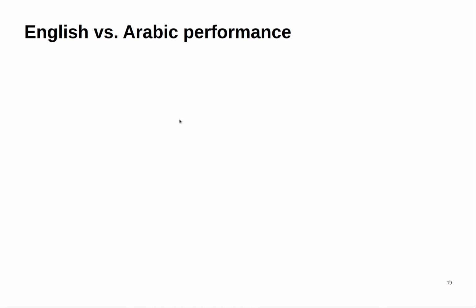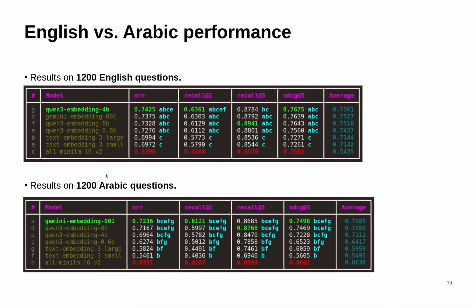Let's also compare the scores between English and Arabic. Here I took the 1200 questions set, and we see that the rankings are almost similar. We see that all-mini LM is always last. We have the OpenAI small and large models, and after that, we either get Gemini embedding in the first position or the Qwen 4B model.